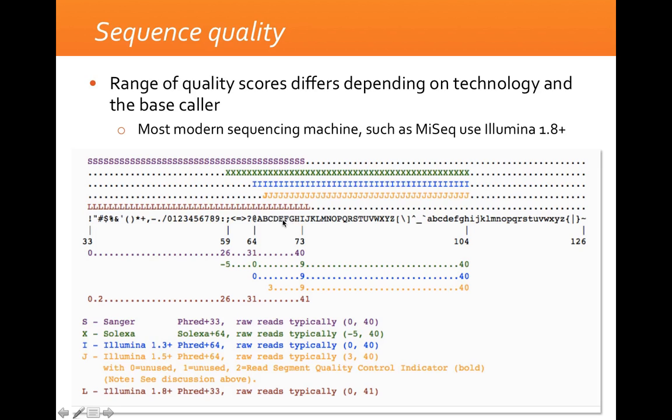But if you are using Illumina 1.3, for example, you see the letters here. This scale starts in the at position, and so all the letters will be really poor quality reads, and the capital letters and the small letters over here will be good quality scores. So it's good to know what kind of system has been used on your data.